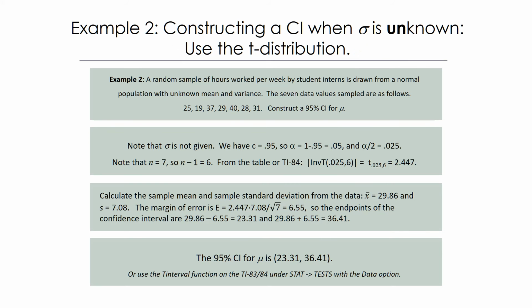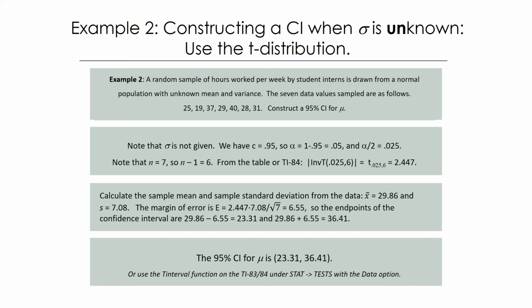Example 2. Constructing a confidence interval when sigma is unknown, we use the t-distribution. For example, a random sample of hours worked per week by student interns is drawn from a normal population with unknown mean and variance. The 7 data values sampled are as follows. We have a small sample, but it's okay because we have a normally distributed population. Construct a 95% confidence interval for mu.